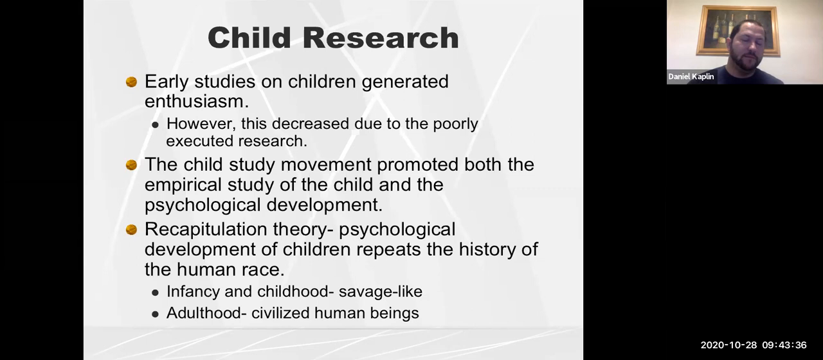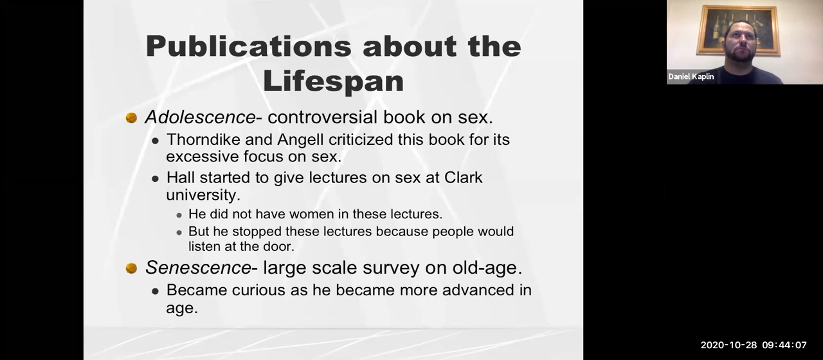And he suggested that infants and children were more savage-like or primitive. And if you look back in the history of the human race, he argued that we were more primitive earlier on. And then as you move from childhood to adulthood, you become more civilized, similar to as we've developed in society. Now, even the recapitulation theory is controversial today. If someone said that today, it would be considered quite offensive. So another one of his publications, and not just on childhood, is he wrote a book on adolescence. And adolescence, he started to talk about sex and the experience.